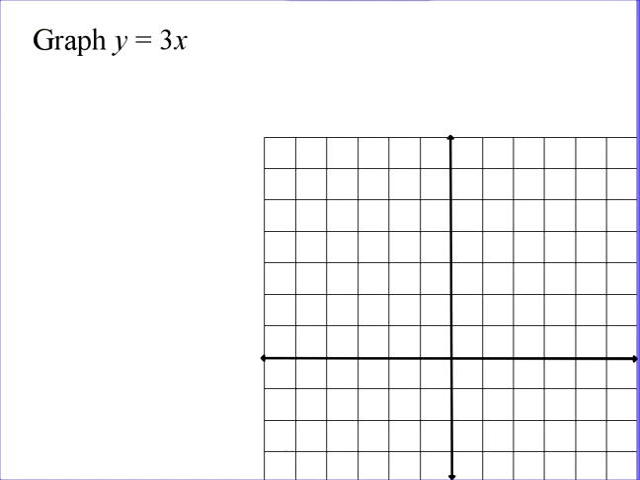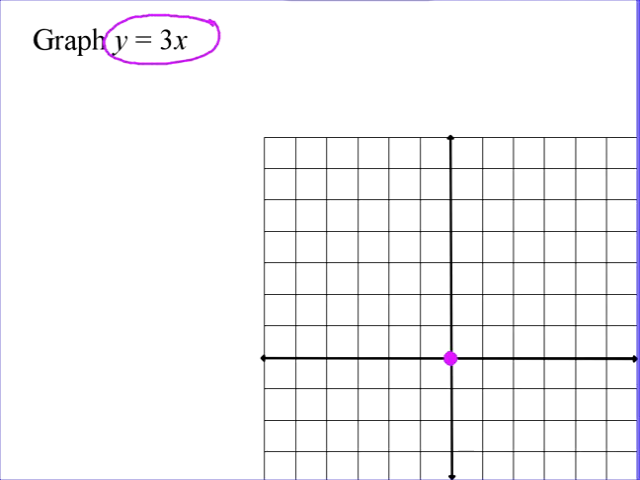All right, so let's go ahead and look at this. It says graph y equals 3x. So now what we're actually going to do is plot some points. Now, I will tell you that in a direct variation equation, if it looks like this, y equals something times x, you will always start at 0, 0.